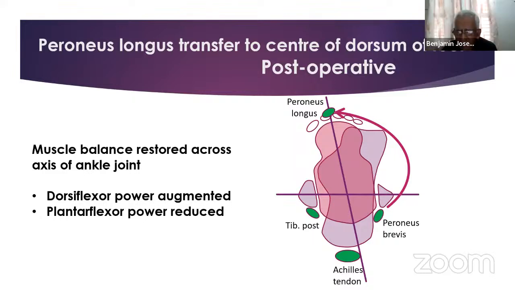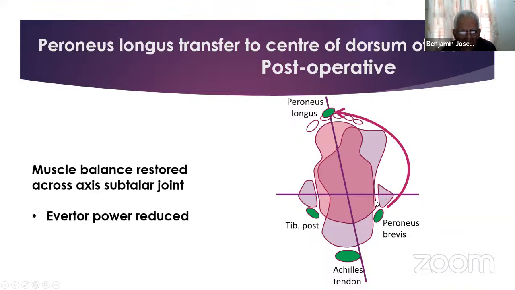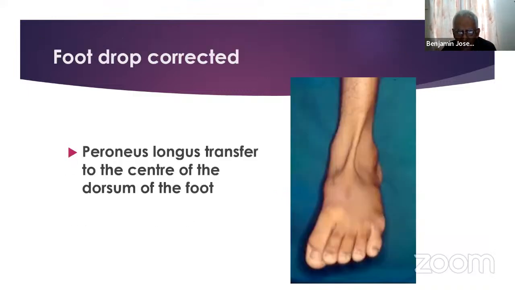Right. So balance is restored across the axis of the subtalar joint because the dorsiflexor power has been augmented by the transfer, and the plantar flexor power has been reduced because one weak plantar flexor has been moved away. So balance is now restored across this axis and this axis. Muscle balance is restored across the subtalar axis. How is that? Because the everters were stronger. You've taken off one everter, weakened it. Hopefully, the muscle balance is restored.